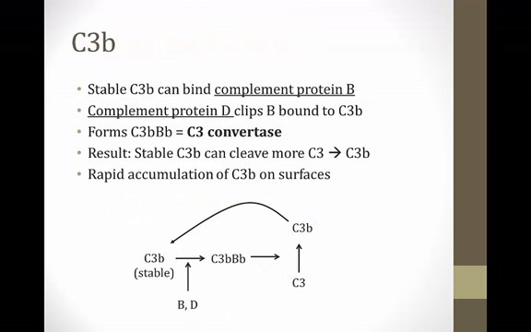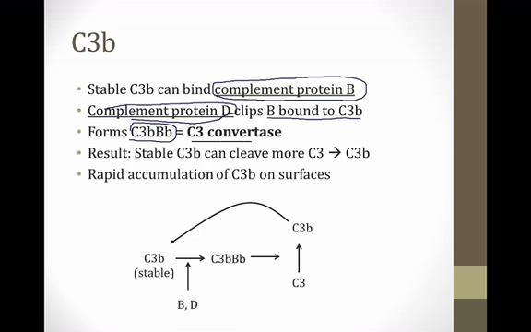The reason stable C3b is so effective via the alternative pathway is because stable C3b can create more of itself via a positive feedback loop. The way this works is that stable C3b binds to something called complement protein B. And then there is another complement protein called protein D, which can clip B that is bound to C3b. This creates a molecule called C3BBB, and C3BBB is a C3 convertase, which can make more C3b.